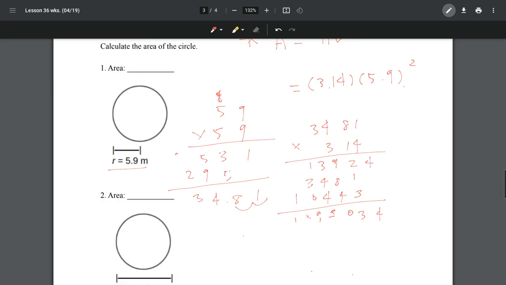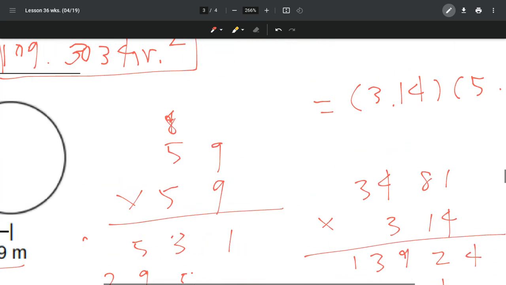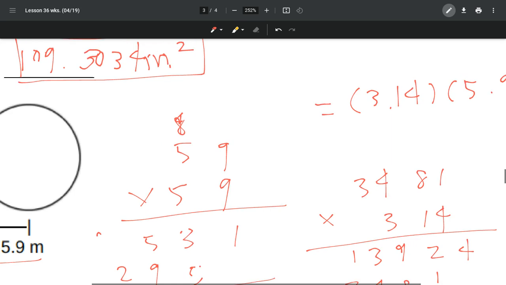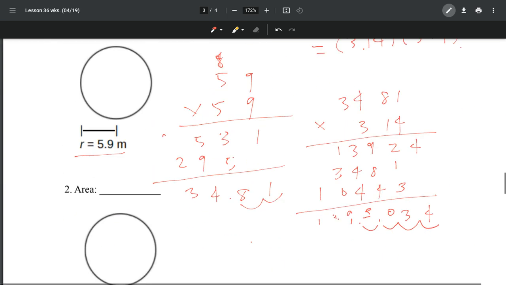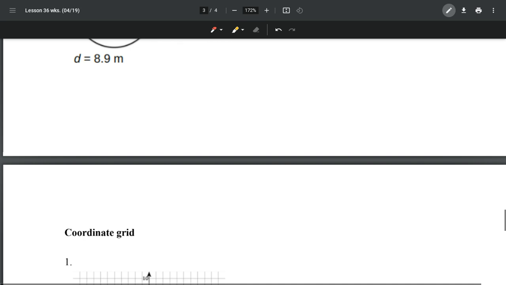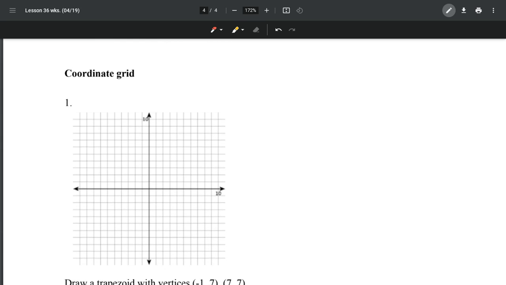That is our final answer. Again, we've got to move the decimal point back: 1, 2, 3, 4. And we put it there. And our final answer is 109.3034. Don't forget the measuring unit, which is meters squared, because it's an area. Okay, so I'm using the formula. Try number 2 and 3, and let's move on to our last page.